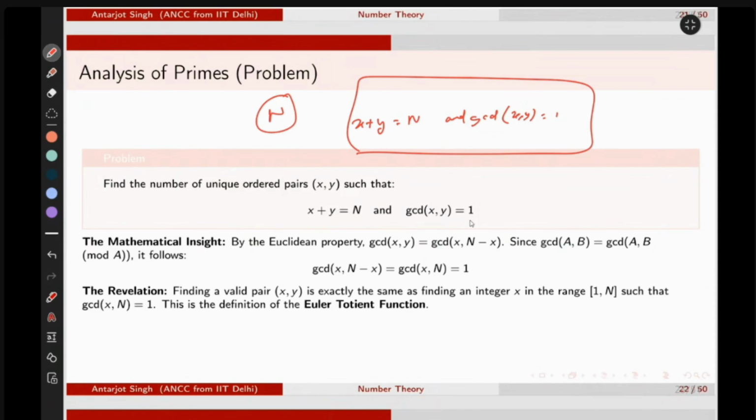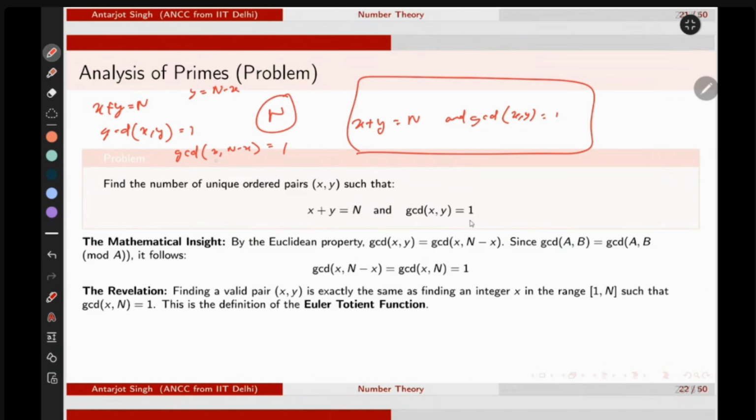So I guess there's no one who knows how to approach this. It's only a hidden thing to be taken care of, because x plus y is n and GCD of x and y is 1. So y is n minus x. So GCD of x and n minus x is 1.